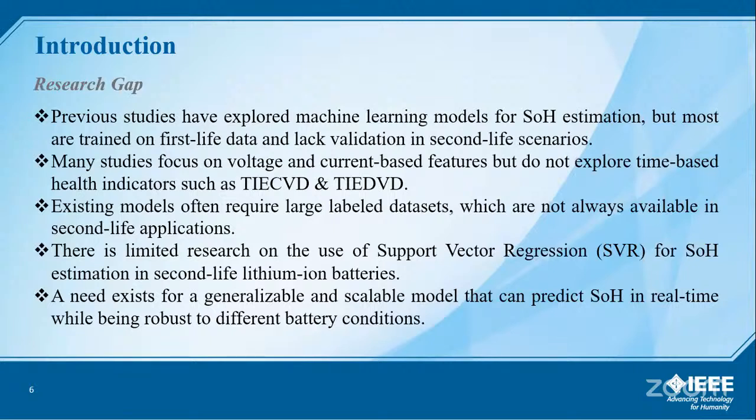Research gap. Despite a number of studies on SOH estimation using machine learning, gaps remain. Many models focus only on the first life of batteries and lack validation in second life applications. Few studies explore time-based health indicators like time interval of equal charge and discharge voltage difference. Large labeled datasets are often required, which are not always available in second life scenarios. Limited research has been done on using support vector regression for second life battery SOH. Our study addresses these gaps by proposing an SVR model that uses minimal voltage-based features for accurate and scalable SOH estimation.